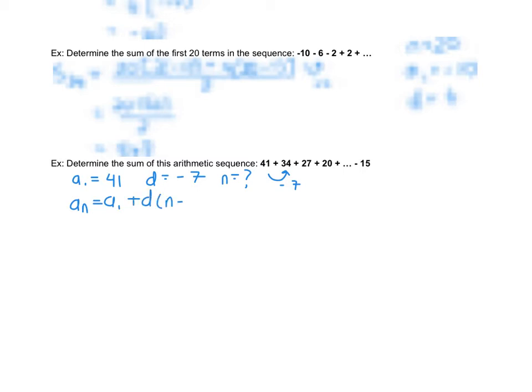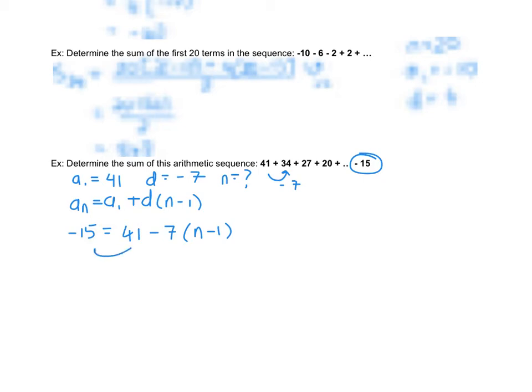And I'm going to fill in what I have. I know my final term is negative 15, so I'm going to put negative 15 in there because I want to figure out what position it's in. So figure out what n is. A1 is 41, subtract 7, and minus 1. And now let's just isolate for n.